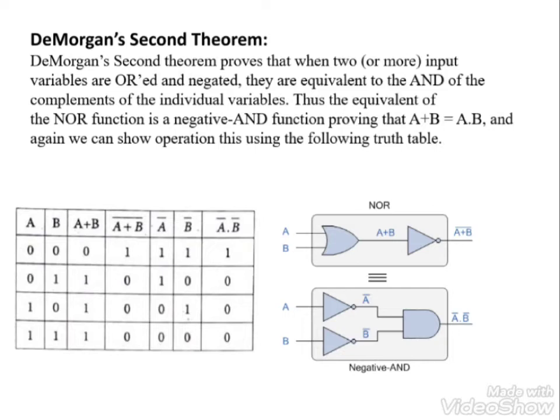Now we will see De Morgan's second theorem. De Morgan's second theorem proves that when two or more input variables are ORed and negated, they are equivalent to the AND gate of the complement of the individual variables. Thus this explains that (A plus B) whole complement is equal to A complement into B complement. Now we will see the actual running condition of De Morgan's theorem on the software.